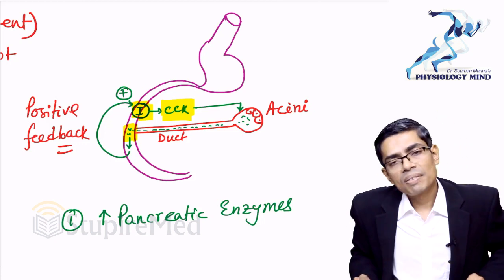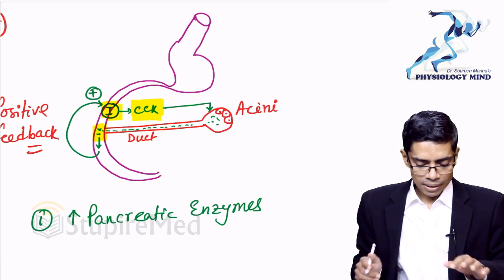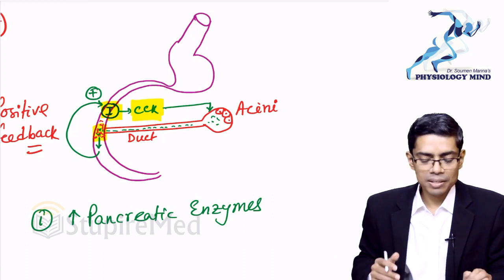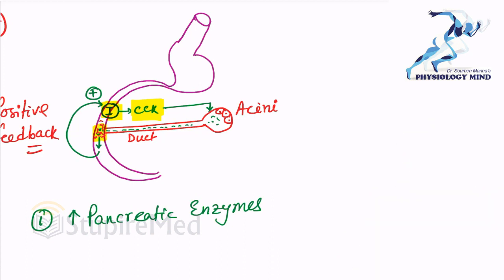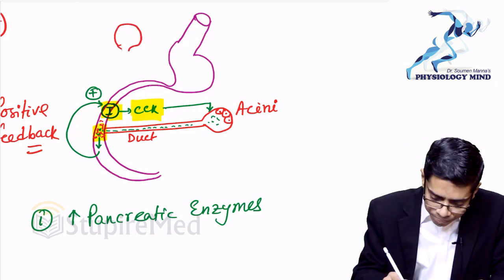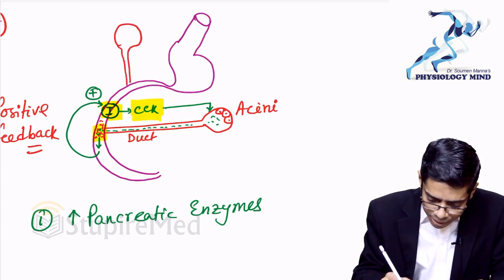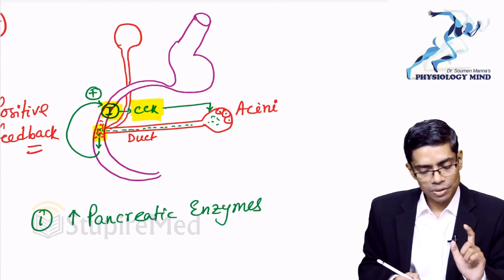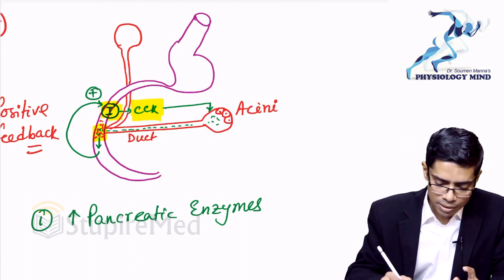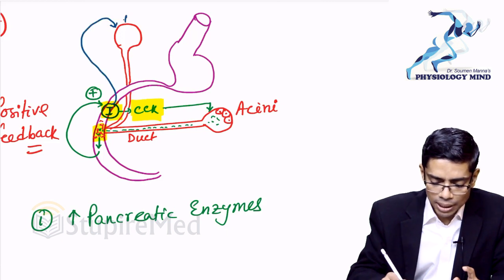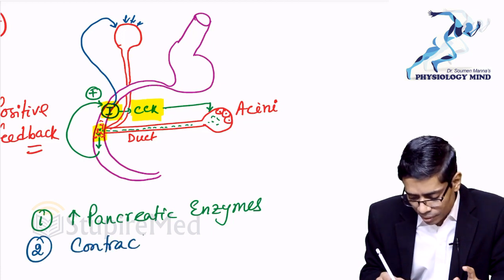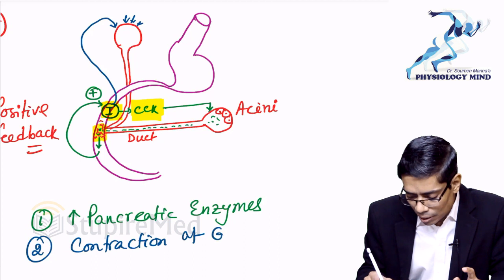Now what are the other functions of CCK? Try to understand that for the digestion of the food particle at the level of the duodenum, apart from digestive enzyme, you require bile. So here is your gallbladder. Okay, imagine like this, here is your gallbladder connected with this same duct, the common bile duct is connected here. So CCK also causes contraction of this gallbladder. Okay, so the second function I am writing, contraction of gallbladder.